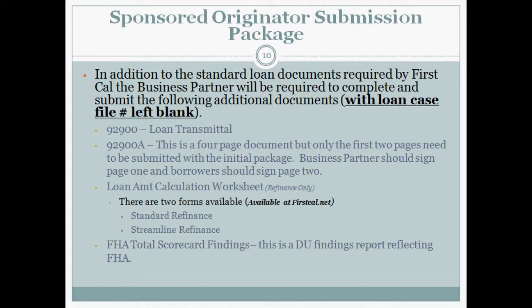The next document is the 92900A. This is a 4-page document, but only the first 2 pages need to be submitted with your initial package. You, the business partner, should sign page 1, and then the borrowers will sign page 2.